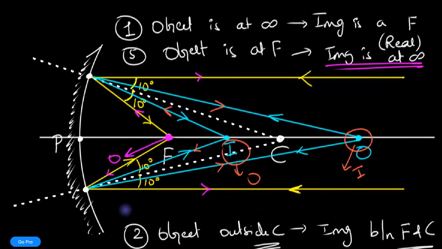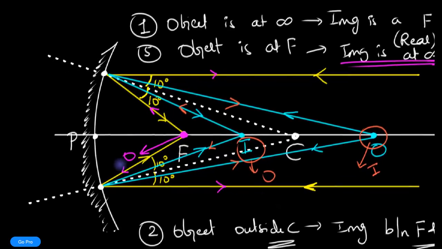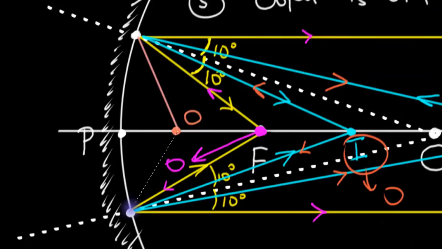Now comes the question. What if I put the object over here? If the object is inside the principal focus, between P and F, inside the focal length, what's going to happen now? Well, we're going to draw rays of light from here to this point. Same thing, that's not going to change. So the rays of light are going to be the same. These are the incident light.